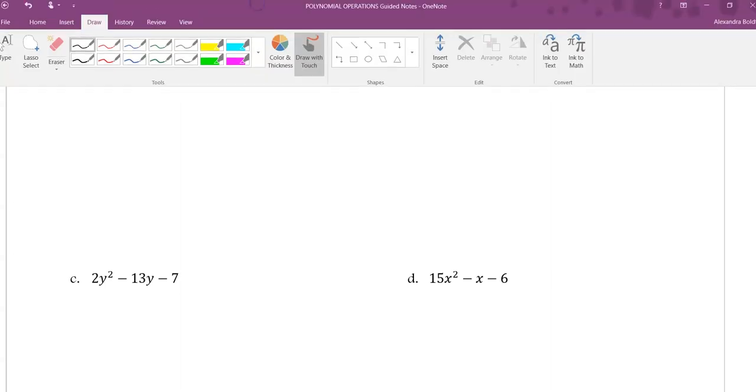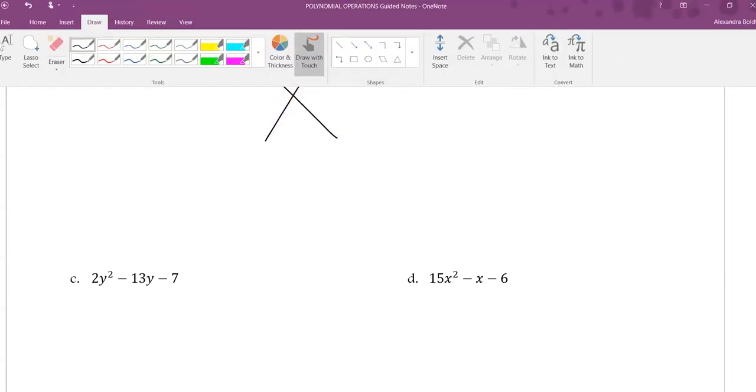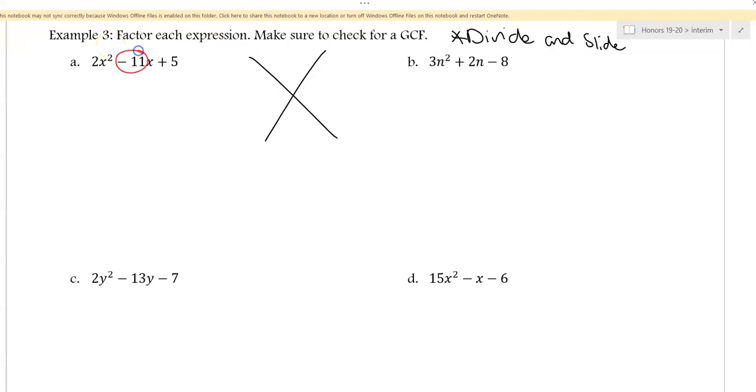Okay, so I guess it's multiply, divide, and slide. So I'm going to go into my x, right? Still the same kind of idea. I'm still going to add to this number. So we're adding to negative 11.